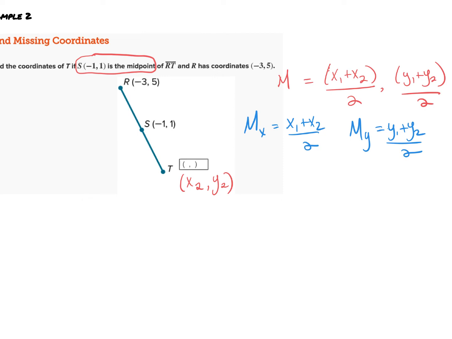Now S is your midpoint. You'll notice the x value of your midpoint is -1 and the y value is +1. So that's what the m of x and the m of y stand for. Those are your answers from the midpoint formula. So for x, it's -1. And for y, it is +1.